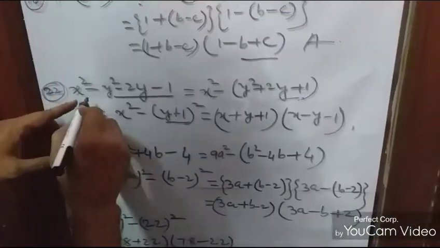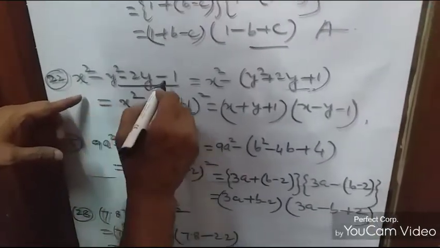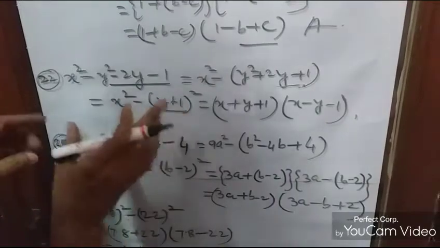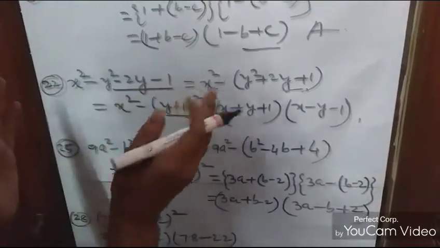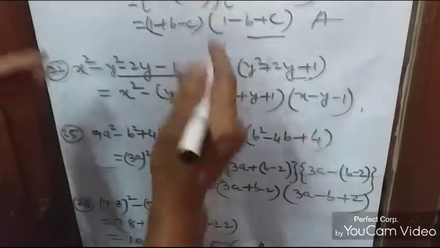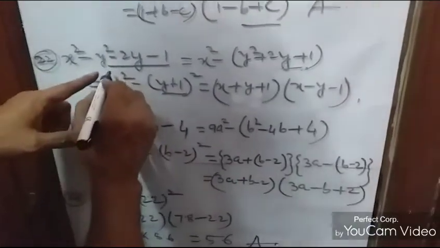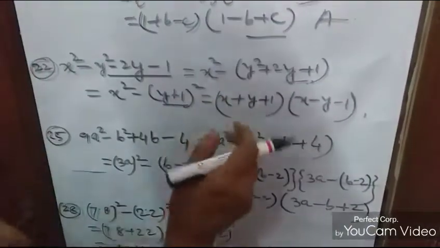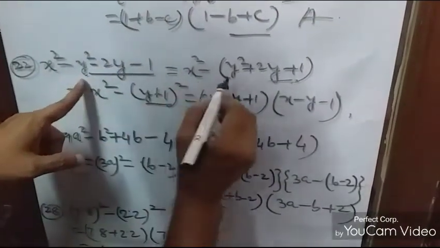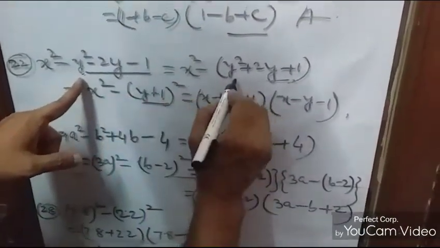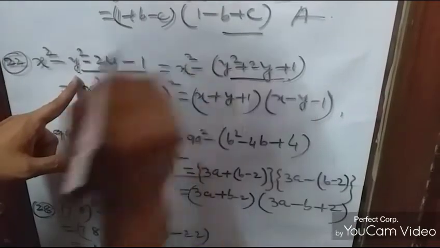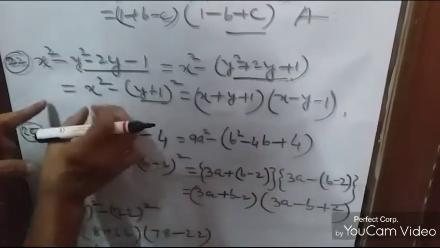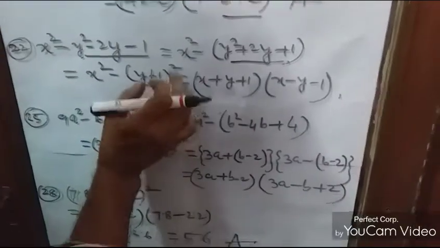It is given x square minus y square minus 2y minus 1. This is not in the form of a square minus b square. To make it into that formula, we have to arrange the terms in a group so that it comes in that form. Take minus as common from these three terms, and this is y square plus 2y plus 1. So it can be written as y plus 1 whole square. That is x square minus y plus 1 whole square.